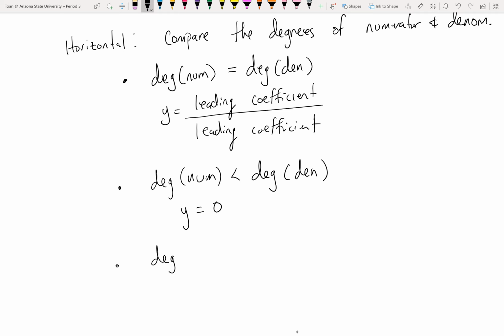And lastly, the other option, if the exponent is bigger on top, if the degree of the numerator is bigger than the degree of the denominator, you don't have any horizontal asymptotes at all. There is none.